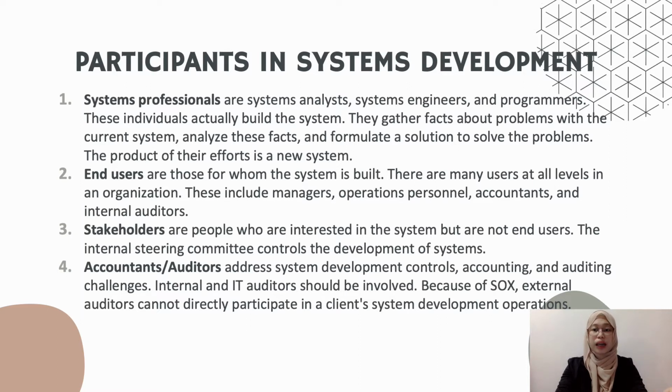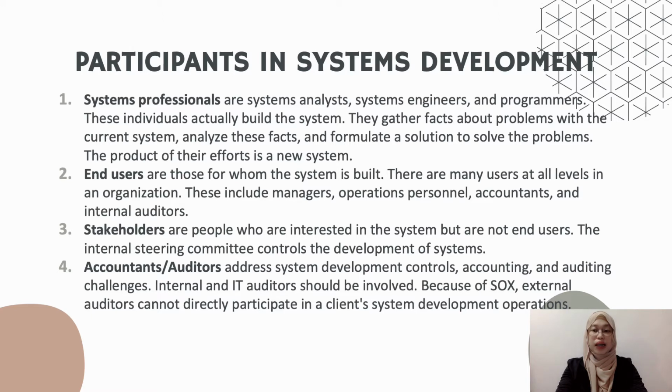With that being said, the participants in system development can be classified into four broad groups: system professionals, users, stakeholders, and accountants or the auditors. Let's begin with the system professionals. These are system analysts, engineers, and programmers. These people create the system. They acquire information regarding the present problem of the system, assess it, and devise a solution. Their work yields a new system. Then, the system is built for end users.